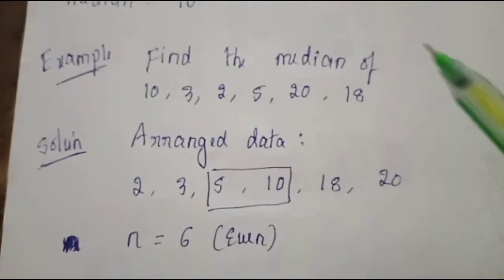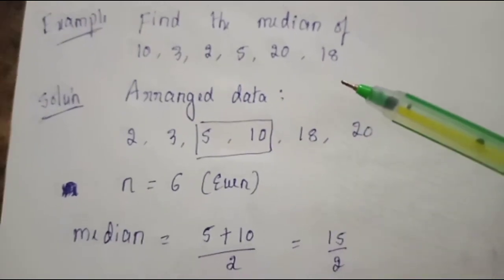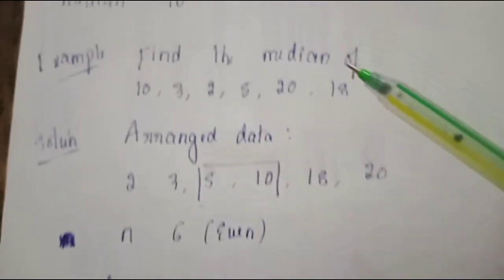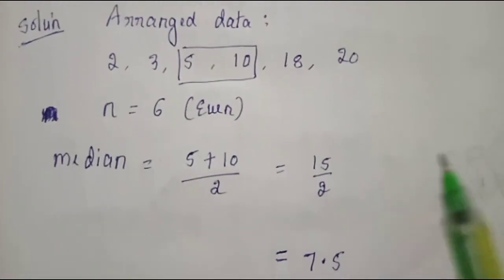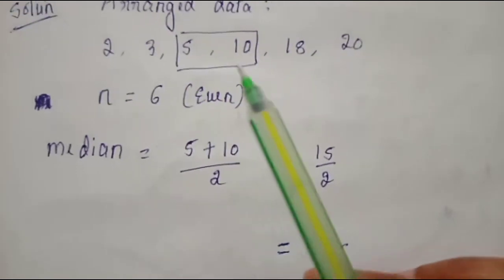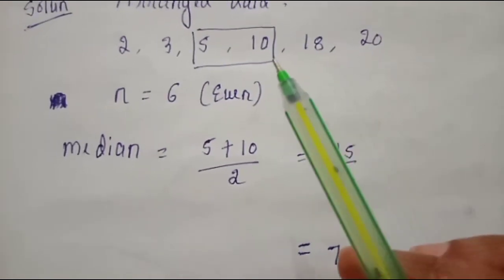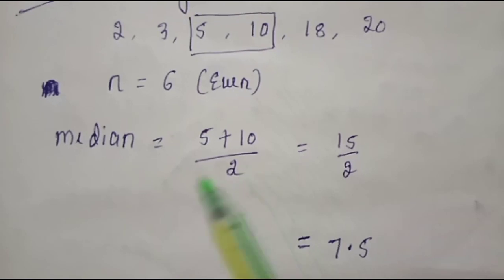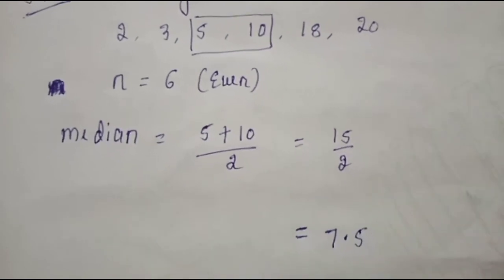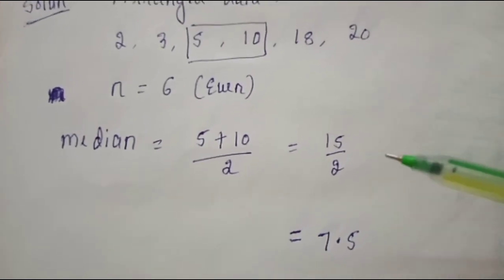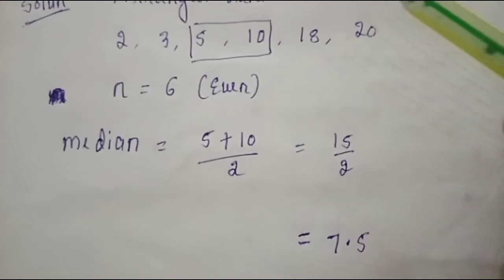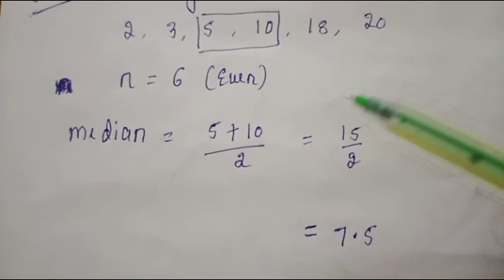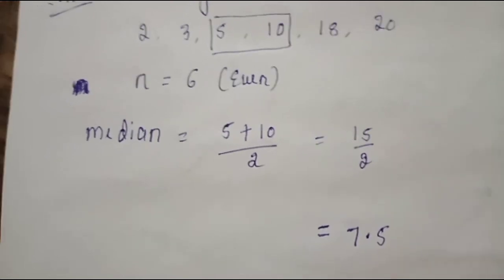So these are the two situations. When the number of observations is odd, we get only one middlemost observation. When the number of observations is even, we get two middlemost observations and we have to take the average of these, then we get the median. These are the two situations we come across with ungrouped data. So this is about how to find the median of ungrouped data.